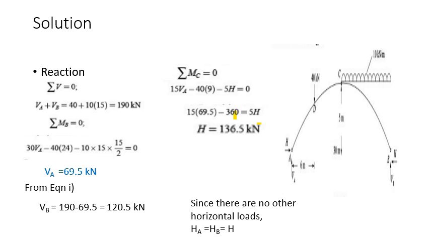As I already told, there are no other horizontal forces. HA is equal to HB is equal to H, that is 136.5 kilonewton. So up to these steps you have to do properly. Always remember the horizontal force produces negative moment. So it is always minus H into Y or H into R.